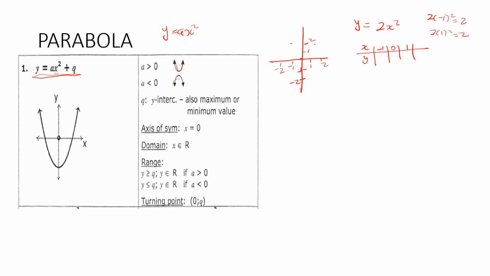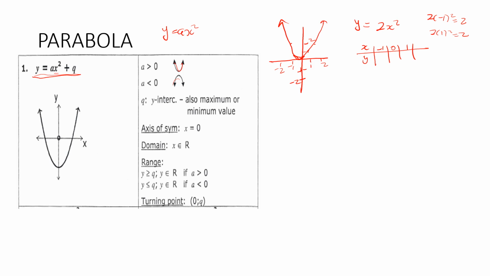Now if we join this, we're going to have a simple graph like this. Here there will be the turning point, then from there it goes like this. So can you see that if a is positive, then the graph will be concave up like that.